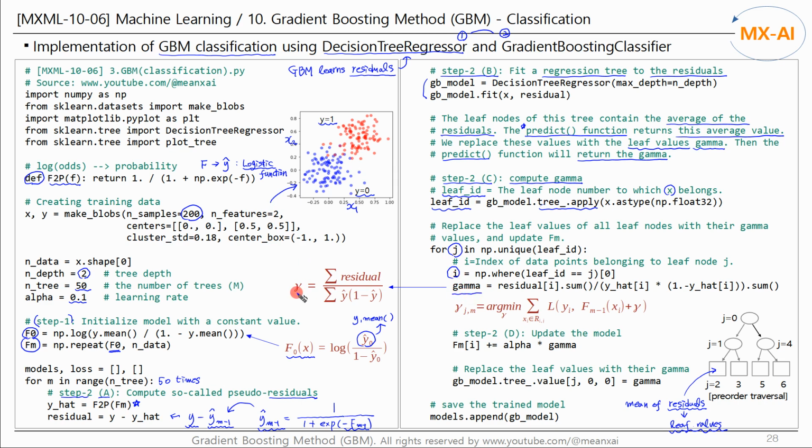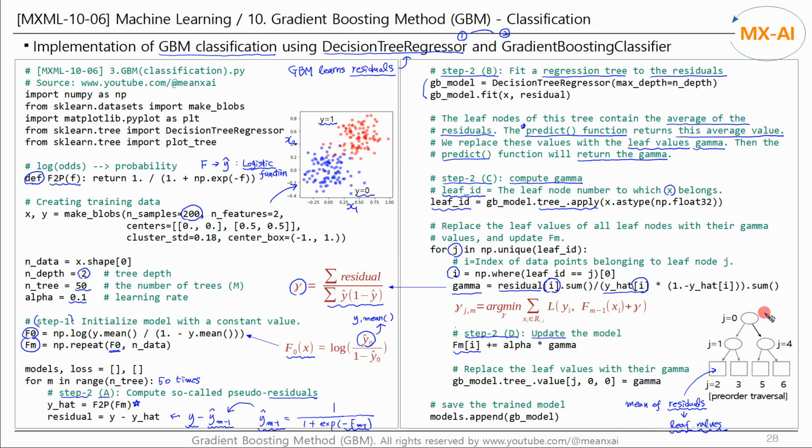The formula for calculating gamma is as follows. We calculate the gamma using the residuals and Y hat values of data points belonging to a leaf node. And step D of step 2 updates the log odds value, FM, with the new value.